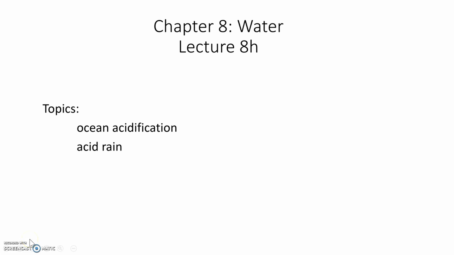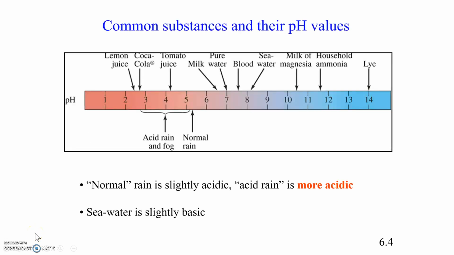Okay, the last lecture associated with Chapter 8 in our water discussion is the application of what we have learned about acids and bases to understand some phenomena that are happening in the environment, specifically ocean acidification and acid rain. This is a diagram that I showed at the end of the previous lecture, looking at the pH of various solutions. We said pure water is 7, seawater is 8, and normal rain is about 5.3.